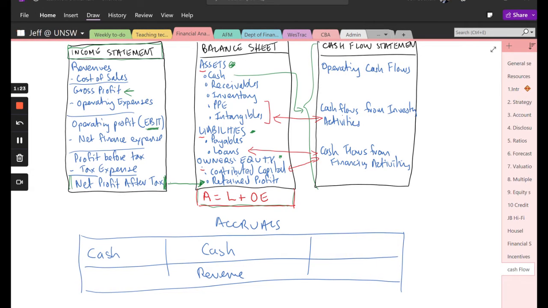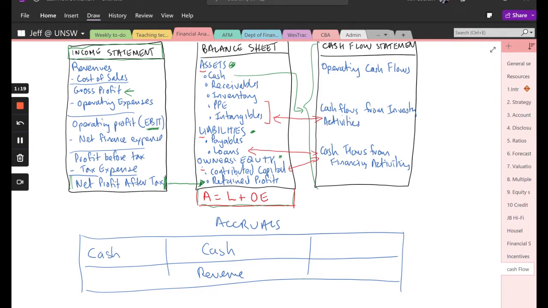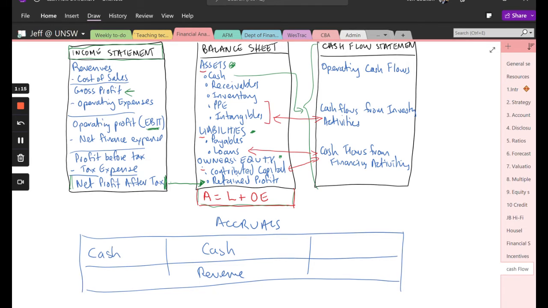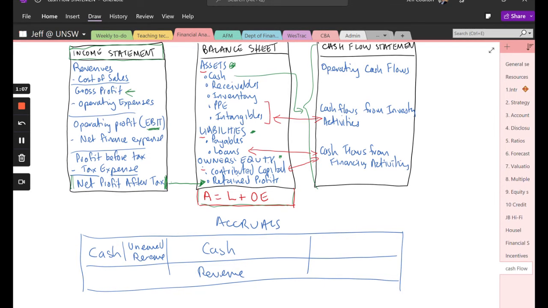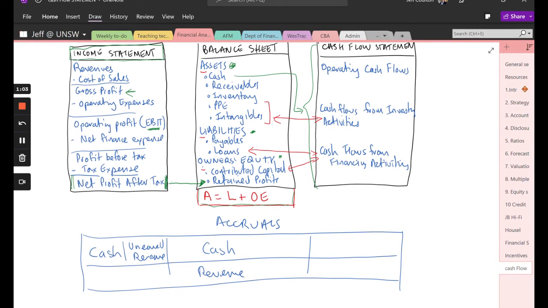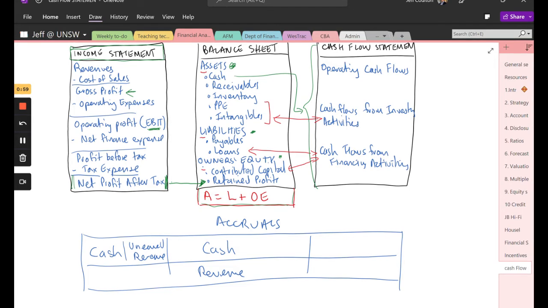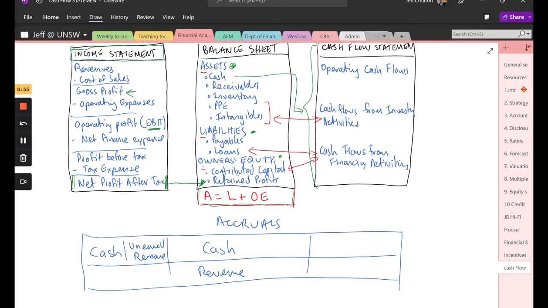Let's think about a situation where we're running an airline. Our customers will typically pay us for the airline ticket before we fly them. So the cash comes in, and that's matched by what we'll call unearned revenue. So that's a liability on the part of our business because you can't recognize revenue until you have done what you need to do. So that is, in the case of an airline, until you have flown the customer.